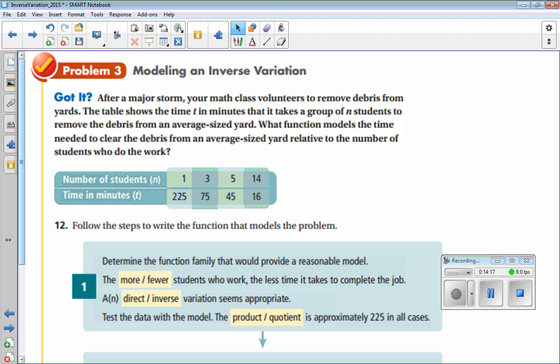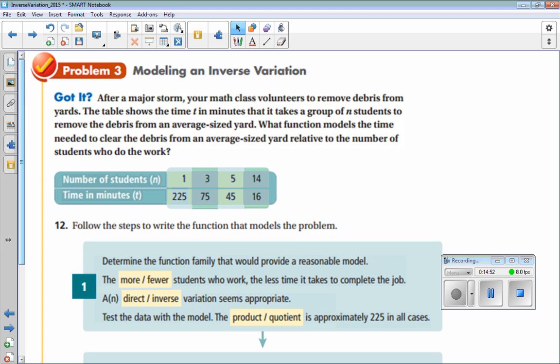Here's another one. After a major snowstorm, I'm saying snow because we just had it, our class is going to volunteer to remove snow from yards. We're awesome, right? No, because we're volunteering and we're being good community servants. The table here shows the time in minutes that it takes a group of a certain size of students to remove the snow from the driveway.